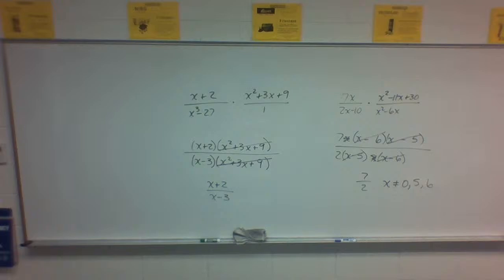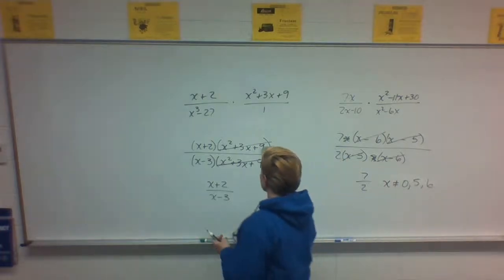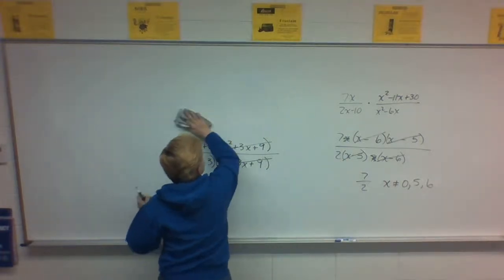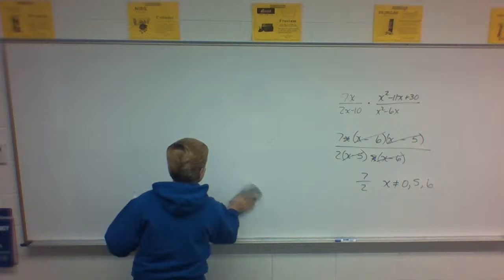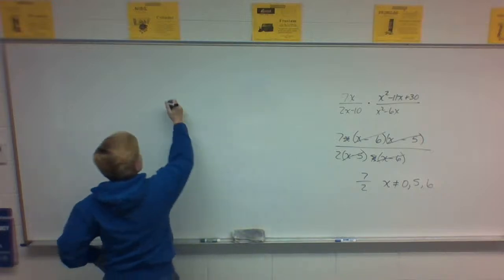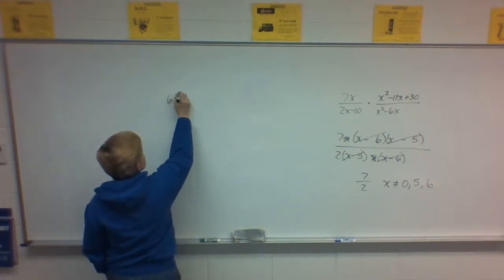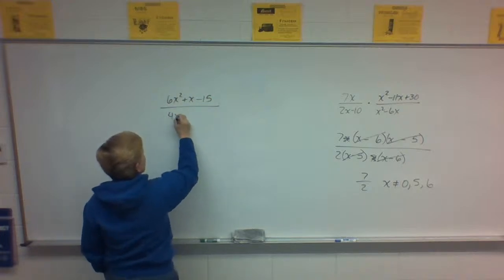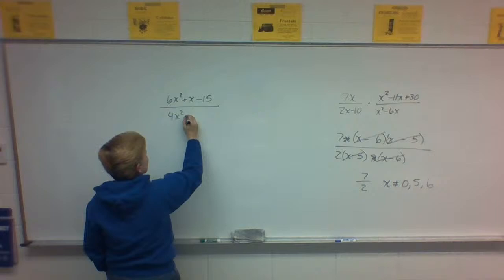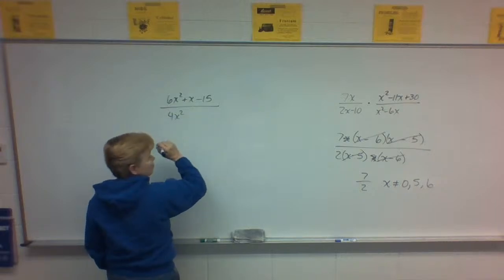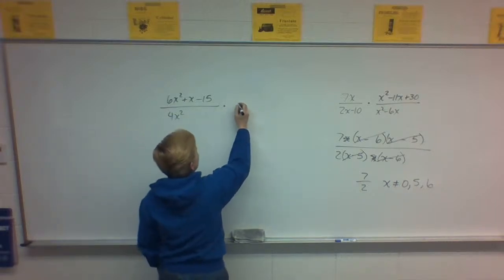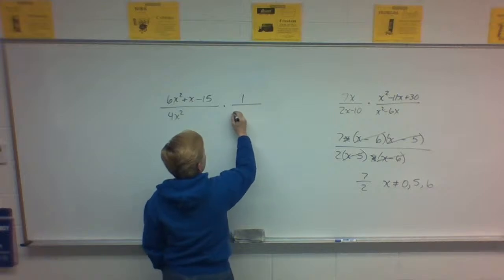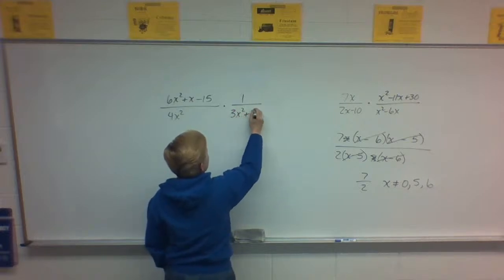Then it's the same thing for the next problem. How are you going to turn that second one over when it's not a fraction? With a 1. It's over 1 right now, so just put 1 over it. Go ahead, read it to me. What would you write? 6x squared plus x minus 15 over 4x squared times 1 over 3x squared plus 5x.